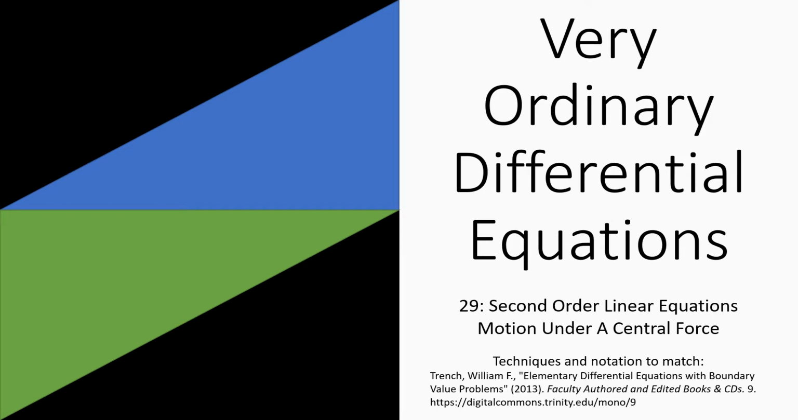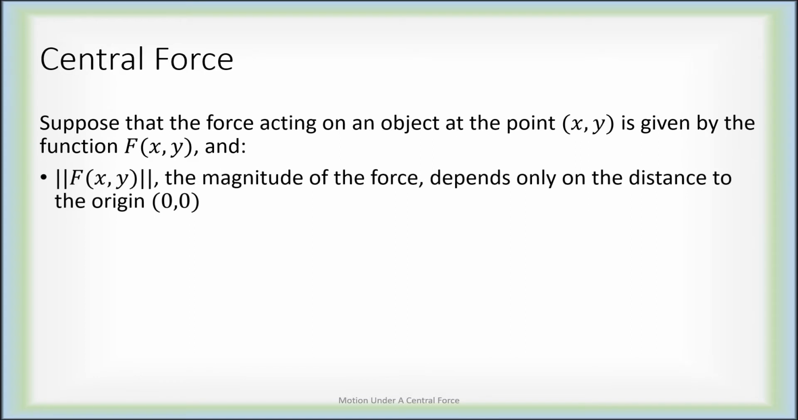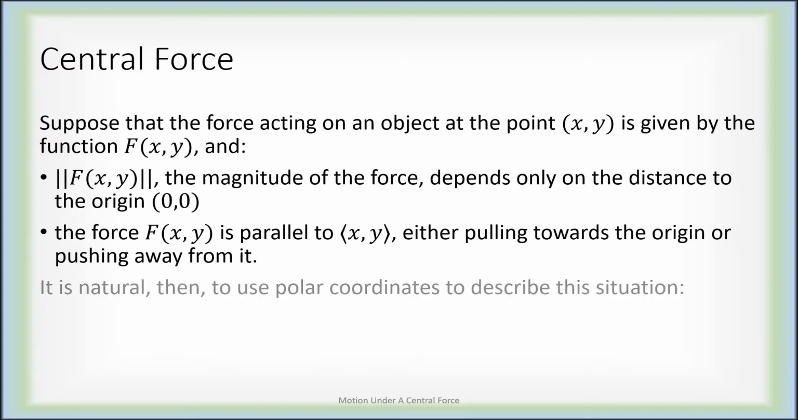In this lecture, we continue applying second-order linear equations to topics, this time something known as motion under a central force. So let's suppose that we have a two-dimensional scenario, and at the point x, y, a force acting on an object is given by capital F of x, y. Also, the magnitude of the force is only going to depend on the distance to the origin, and the force must either point directly towards the origin or directly away from it. These are our simplifying assumptions.